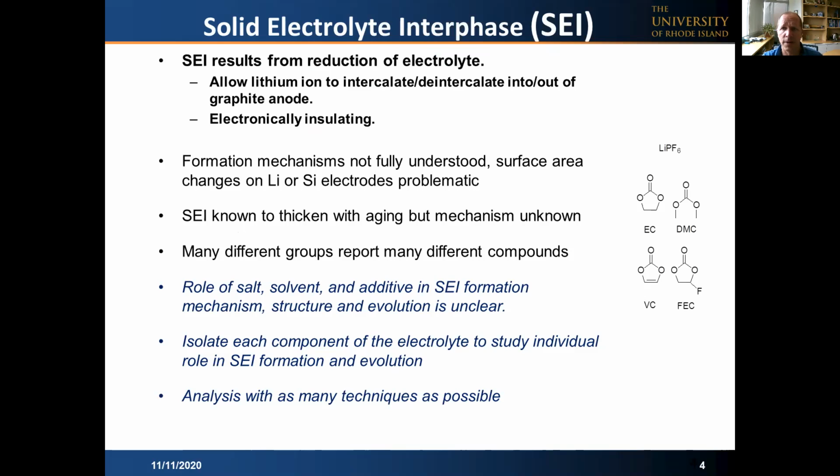Another really important aspect in terms of understanding the SEI is that many different groups have reported many different compounds. There's a certain level of complexity with the solid electrolyte interface because there's a lot of different species present in it. Because of this, a lot of researchers just say, well, it's really complicated, we can't understand it that well.